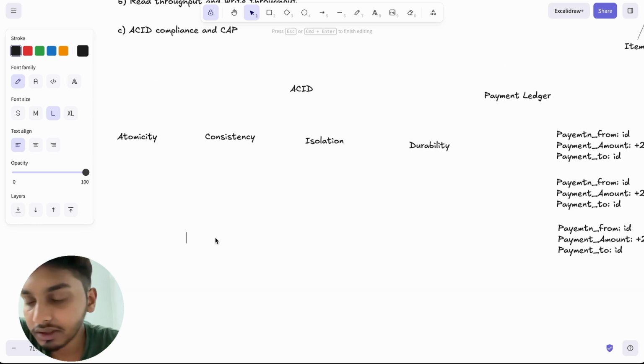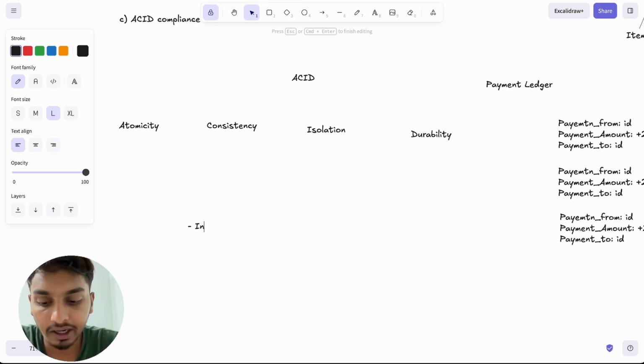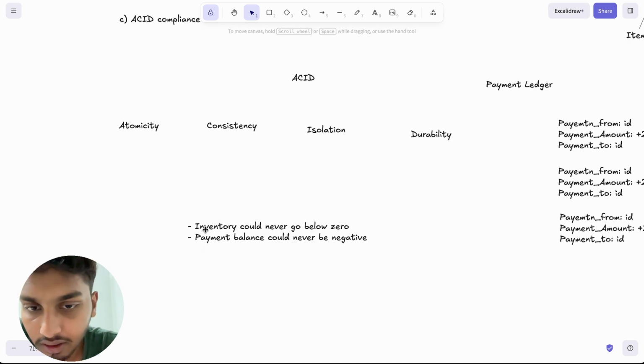Now let's try to understand consistency with an example. First of all, what is consistency? Consistency basically means that the data should always be consistent. We could take an example like inventory can never go below 0. And we could also say that a payment balance can never be negative, right?